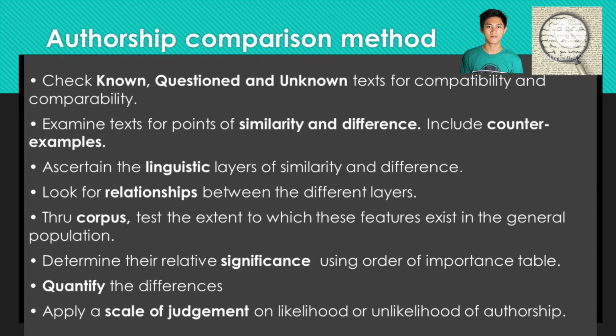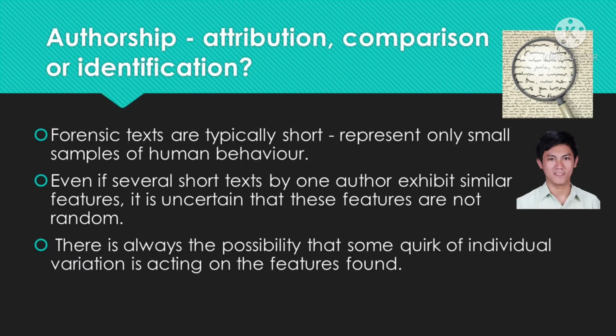Then, using a corpus, test the extent to which these features exist in the general population. Next, determine their relative significance in terms of an order of importance table. And quantify the differences using a statistical approach. And last, apply a scale of judgment reflecting the likelihood or unlikelihood of authorship. We'll have authorship attribution, comparison, or identification.